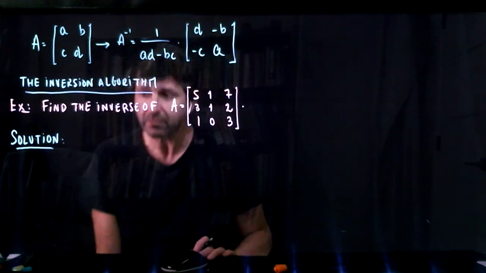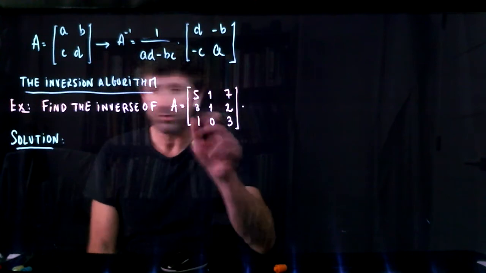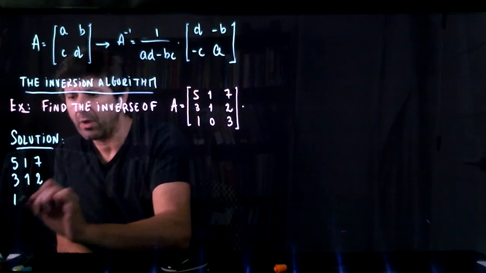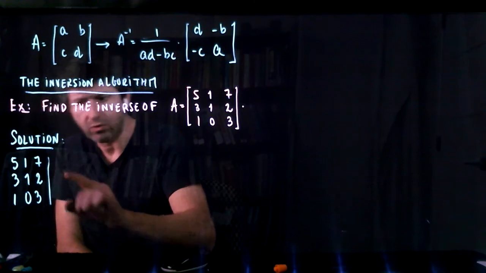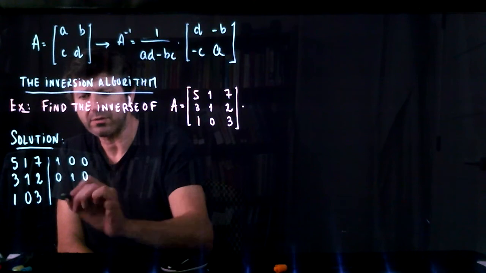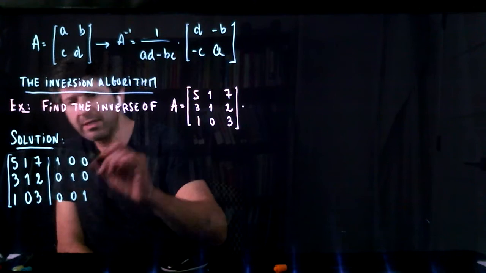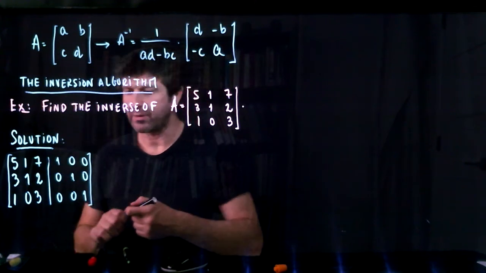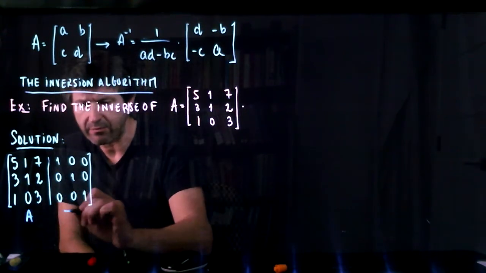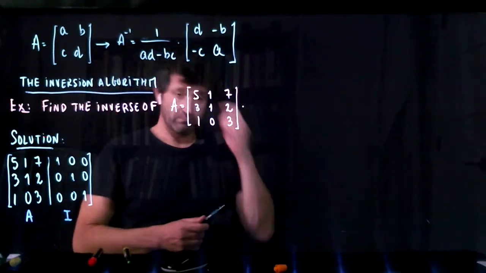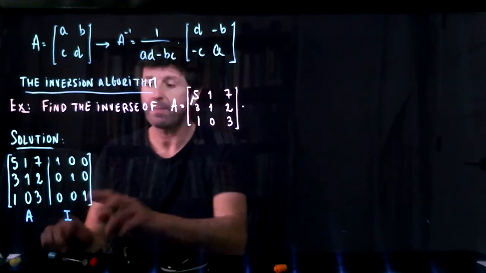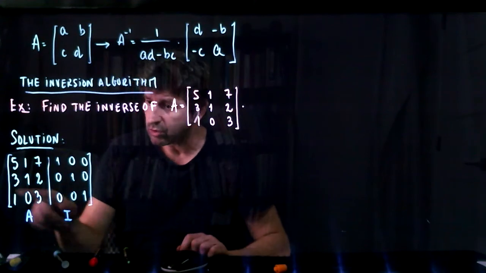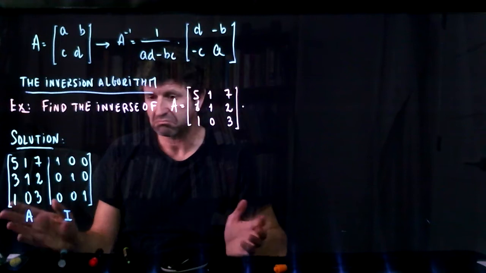So, solution. Here's how the algorithm works. You write the matrix 5, 1, 7, 3, 1, 2, 1, 0, 3, and right next to it, you write the identity 1, 0, 0, 0, 1, 0, 0, 0, 1, and I create a new big 3 by 6 matrix. Basically here I have matrix A, and here I have matrix I. That's how we start: take A, put I next to it. Then I'm going to do a bunch of elementary row operations and transform this matrix into reduced row echelon form, which we know how to do.